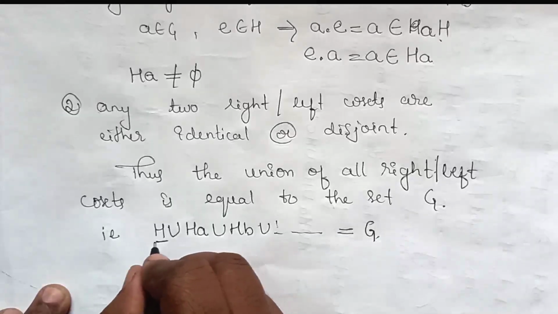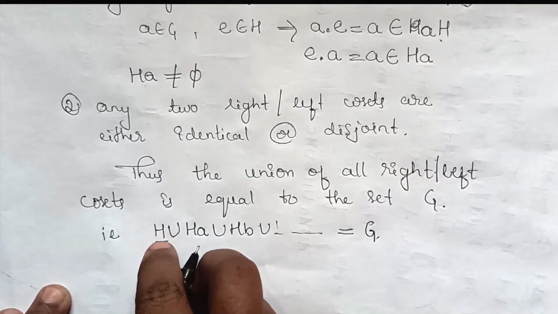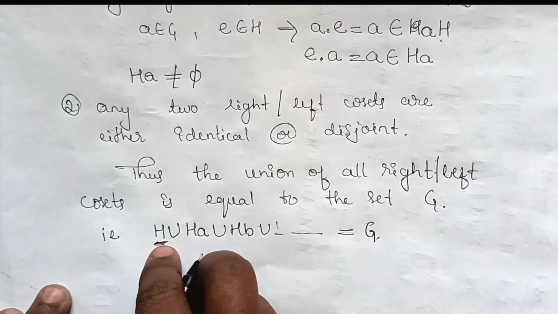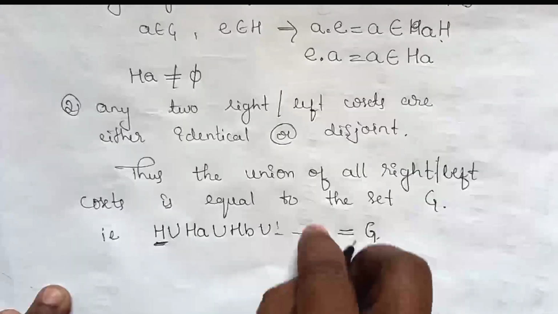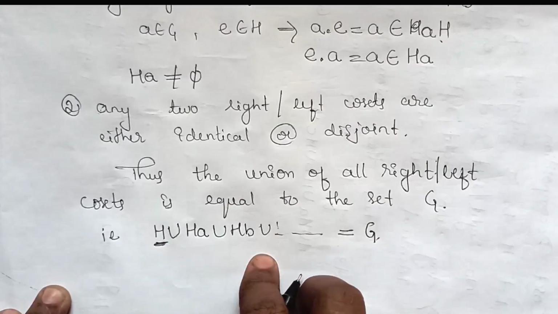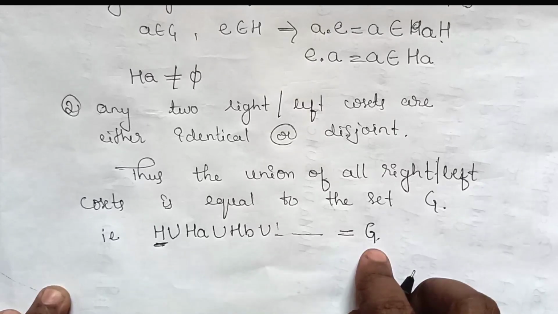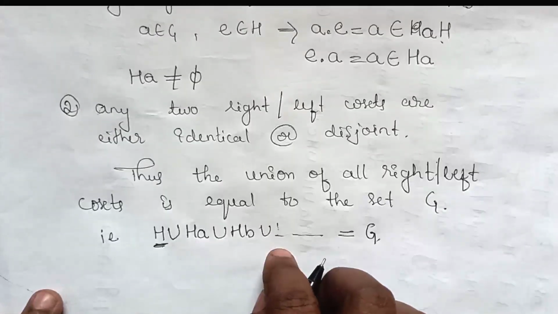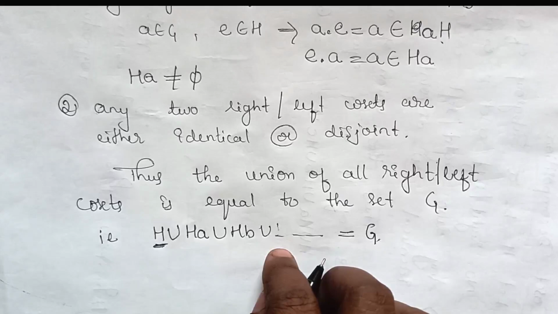Here, why I am writing H is because we know that H itself is a right coset or left coset. Therefore the union of all the right cosets or union of all the left cosets gives the group G itself. So this condition is useful in Lagrange's theorem.